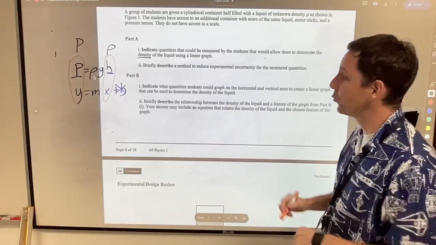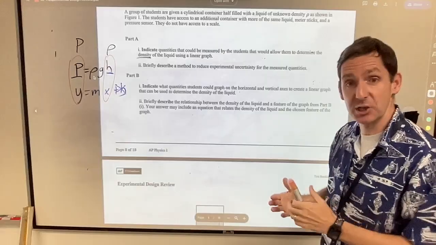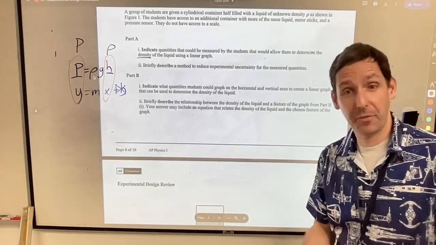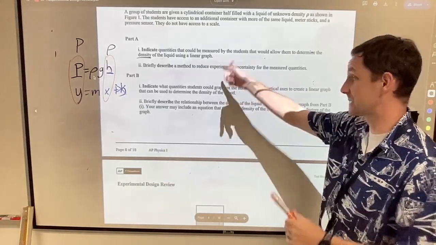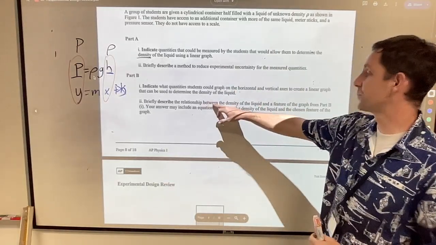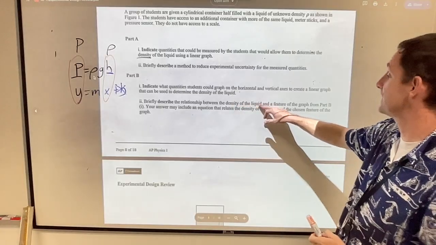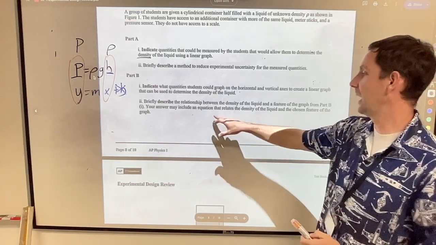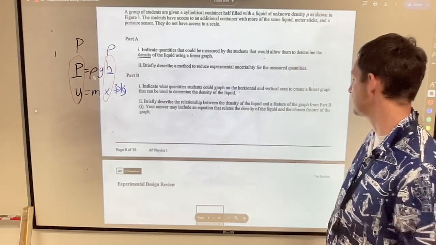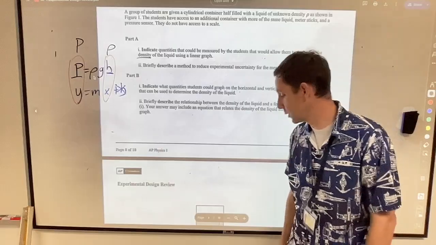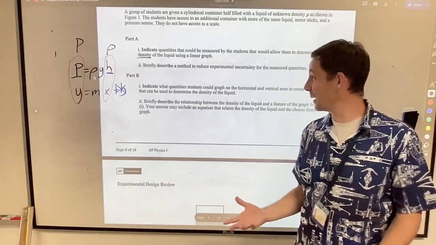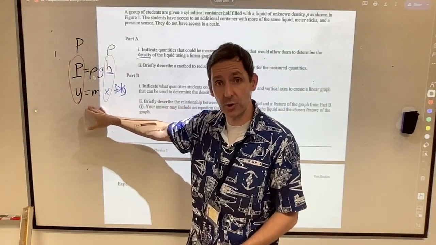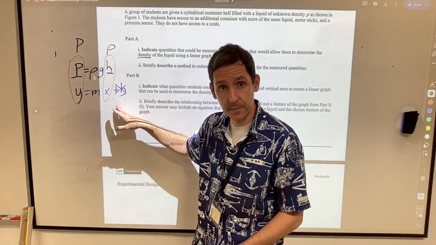All right, so we know that y is going to be the pressure that we're going to measure, and x is going to be the depth that we're going to measure. All right? And that's the quantities. Now here it says, briefly describe the relationship between the density of the liquid and a feature of the graph from part B. Your answer may include an equation that relates density to a feature of the graph. Okay, so essentially, remember they did say to create a linear graph. It does create a linear graph because it's y equals mx plus b.